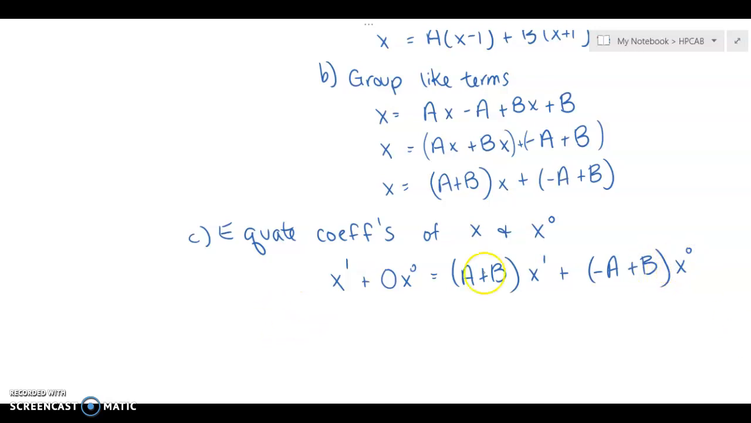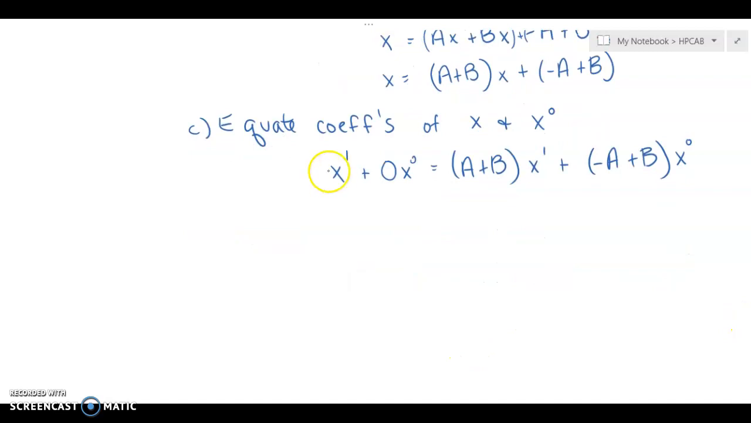And what we're going to do is look at the coefficients of x to the first and set them equal to each other. Look at the coefficients of x to the 0 and set those equal to each other. And then we're going to solve for a and b. So the coefficient of x to the first here is 1, and the coefficient of x to the first here is a plus b. So we're going to set a plus b equal to 1. And then for the x to the 0s, we have a 0 for that coefficient and negative a plus b. We're going to set negative a plus b equal to 0.